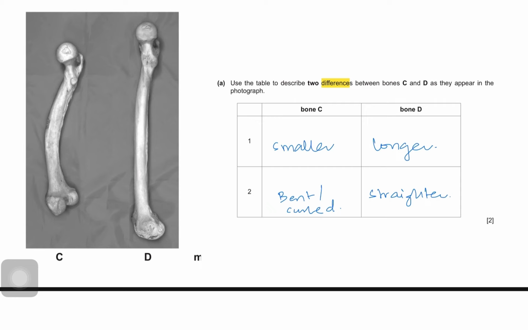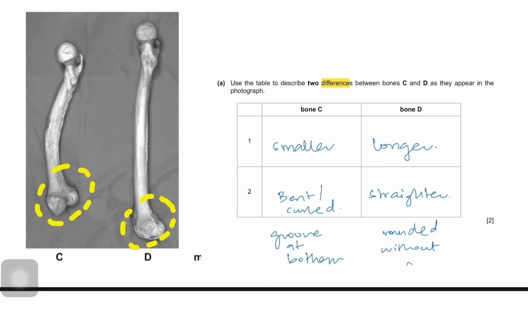You can also find some features like bone C and bone D have different structures at the bottom. So bone C has a groove. You can see there's a groove over here. But in bone D, you can't see one. So bone D is a little rounded from the bottom. Its base, its bottom isn't divided, but bone C has a groove. So there's a groove at the bottom of bone C, and bone D is more rounded without a groove at the bottom.